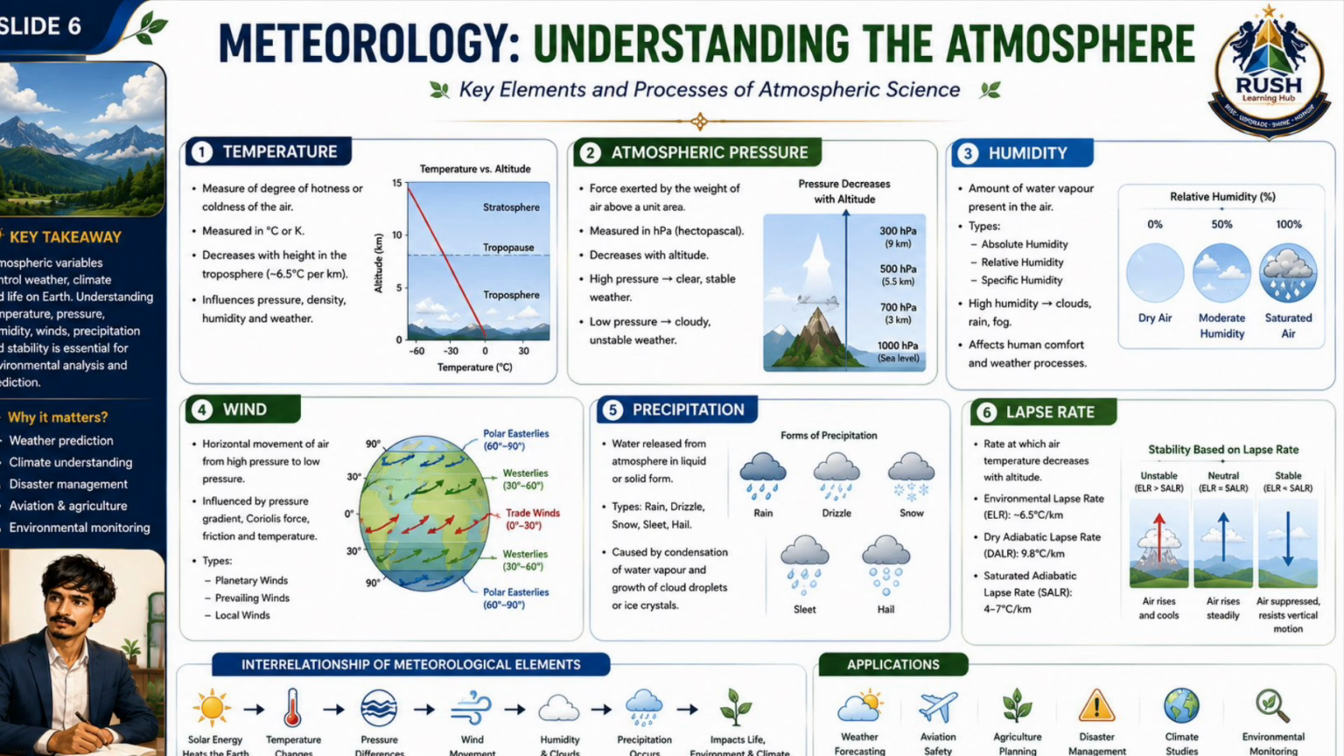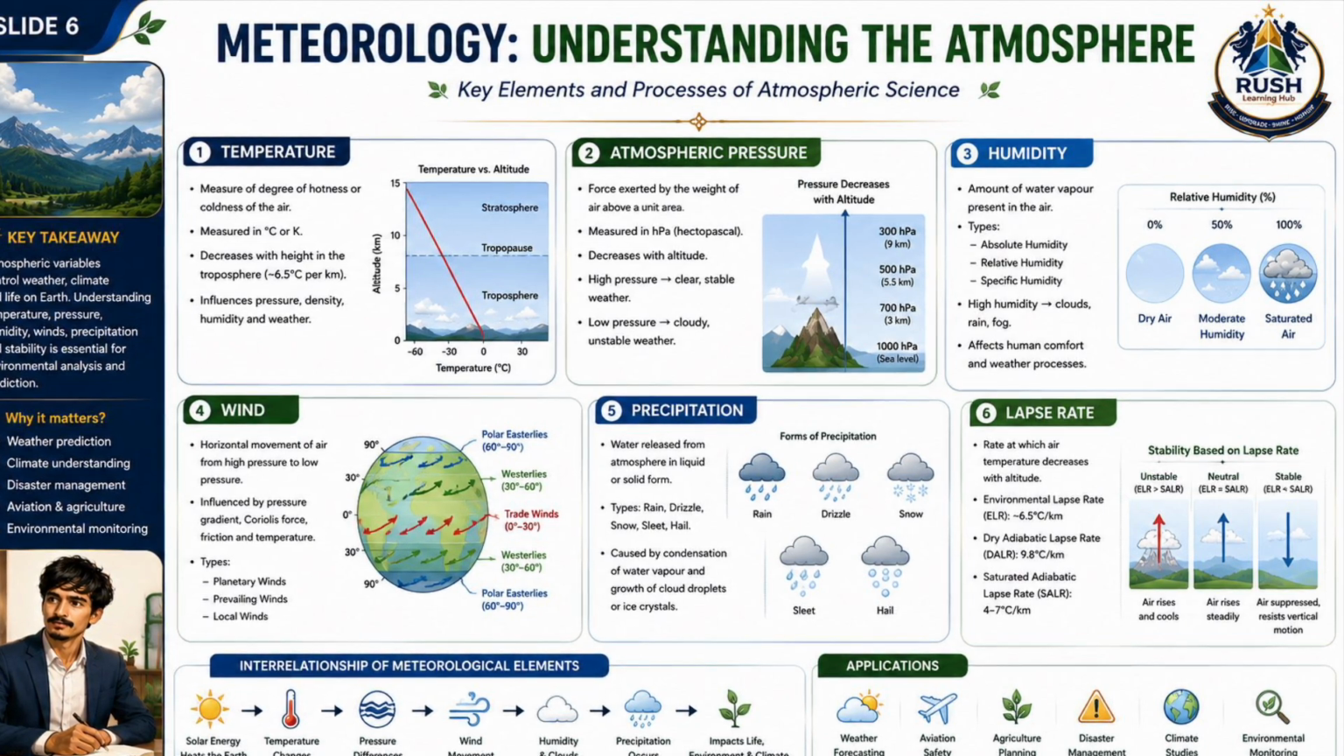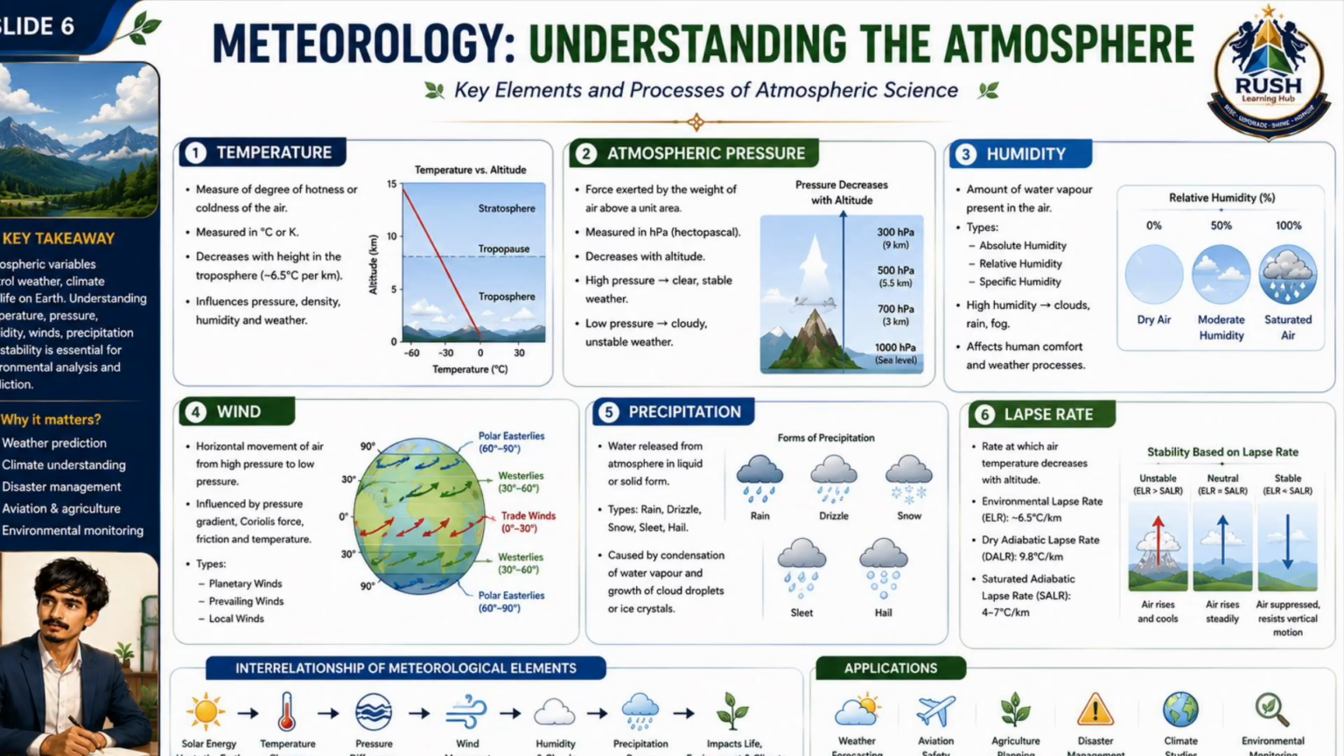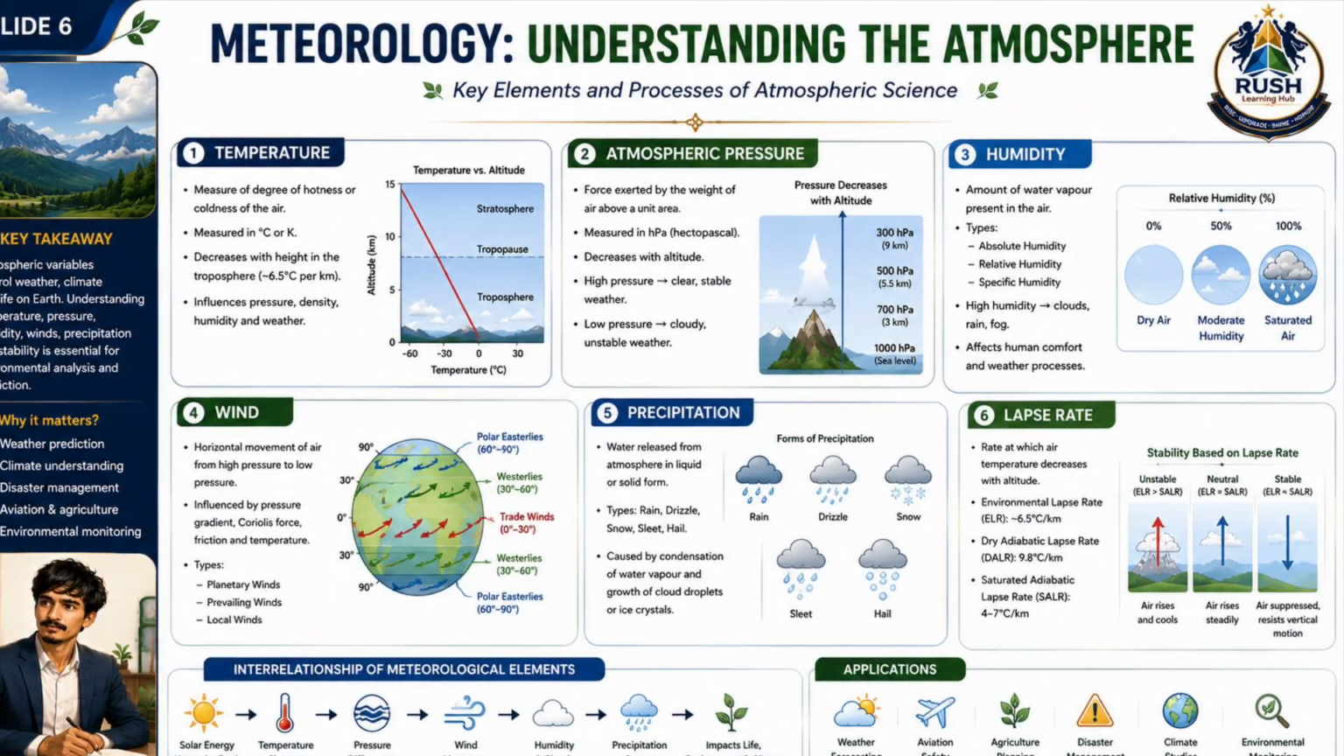The major planetary wind systems include trade winds, westerlies, and polar easterlies. Understanding global wind circulation is important because it influences climate, rainfall distribution, ocean circulation, and pollutant transport.